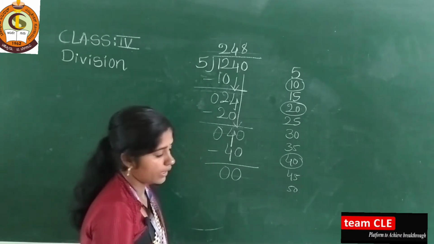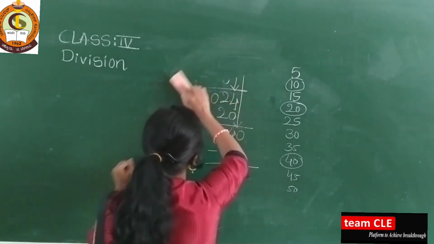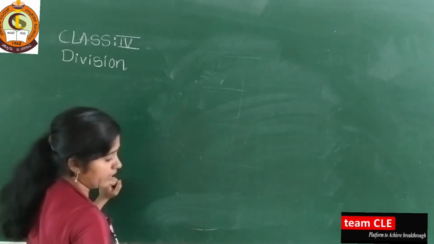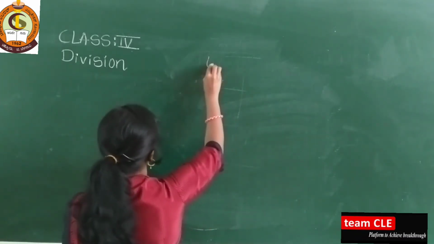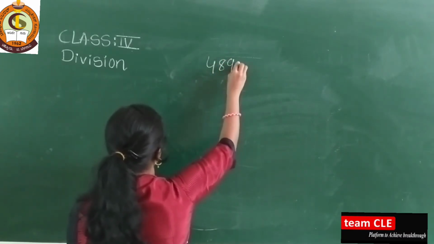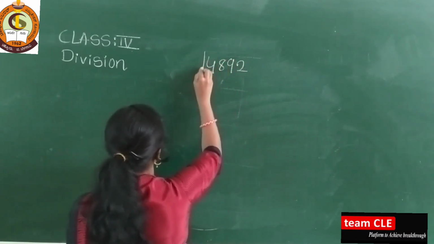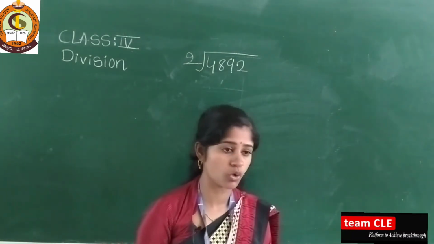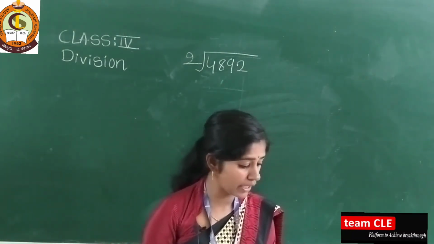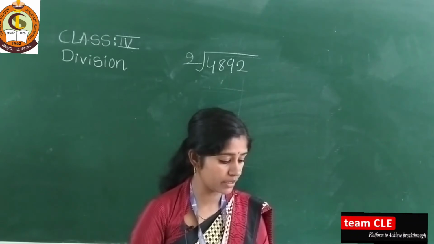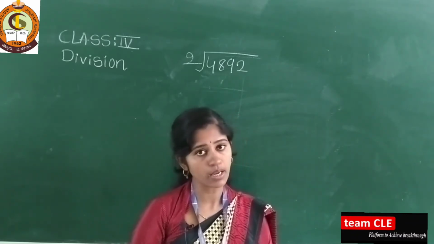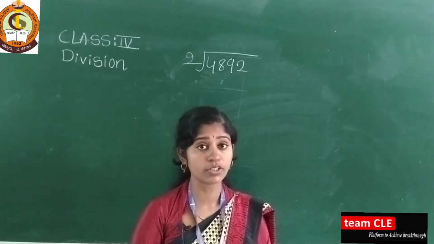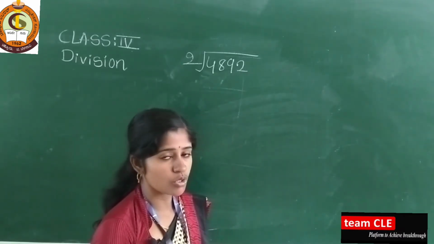Next here I will take one more example. I will take here 4892 divided by 2. Dear students, here you have one more concept: divide to find the quotient and remainder and also verify your answer. Means after dividing, whether my answer is correct or not, I have to check. So how to do that?